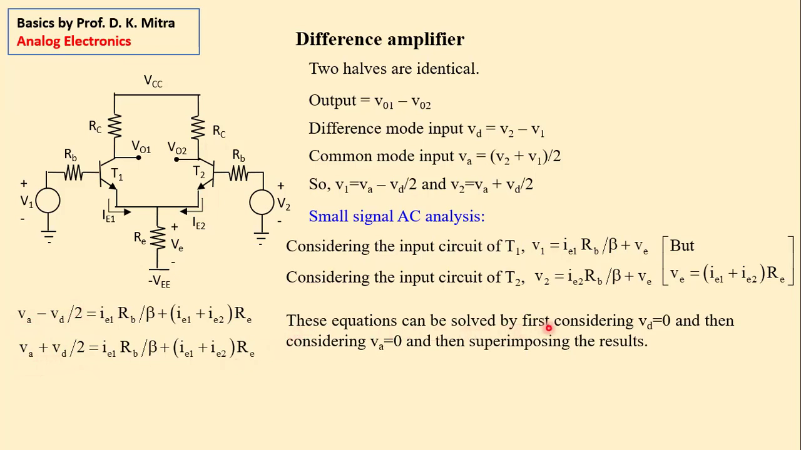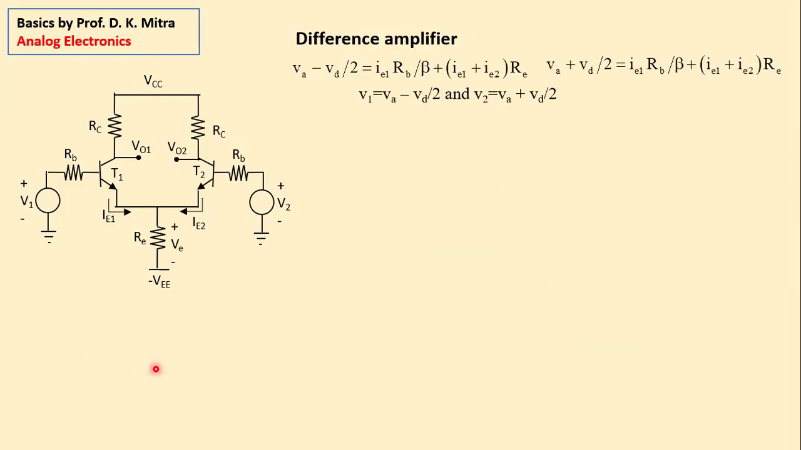These equations can be solved by first considering VD equal to 0 and then considering VA equal to 0. That means you consider VD equal to 0, then this is 0, this is 0. You are left with only VA. And next you consider VA equal to 0. So you are left with VD and minus VD and plus VD. And then if you add the results together, you will find the equations which you can easily solve by using the superposition theorem. So we come to the superposition theorem.